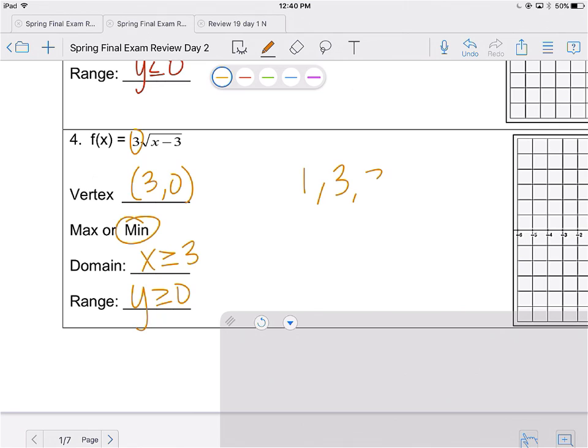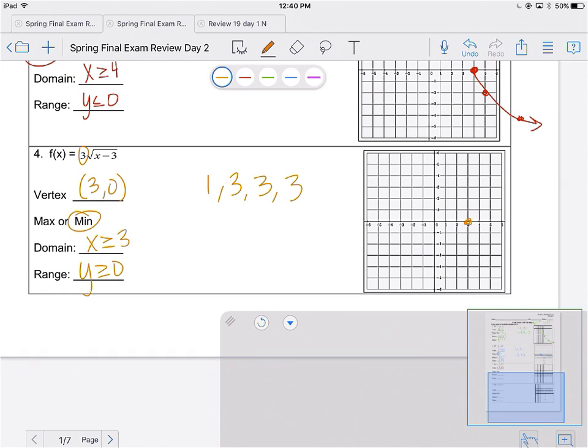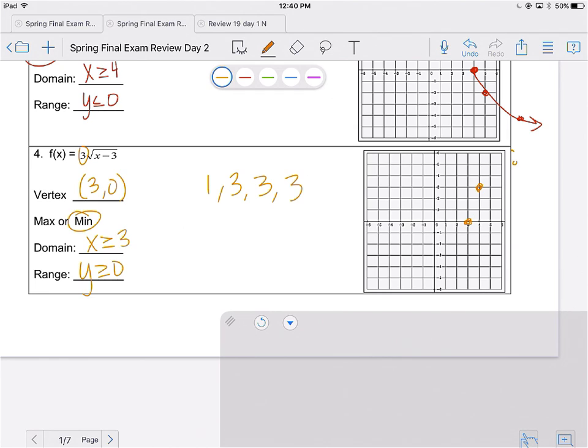This has a 3 in front. So every other number is multiplied by 3. So I go right 1, up 3, right 3, up 3.